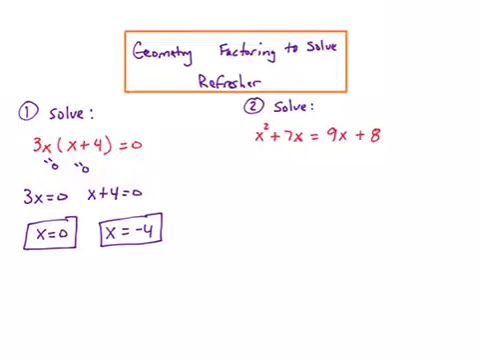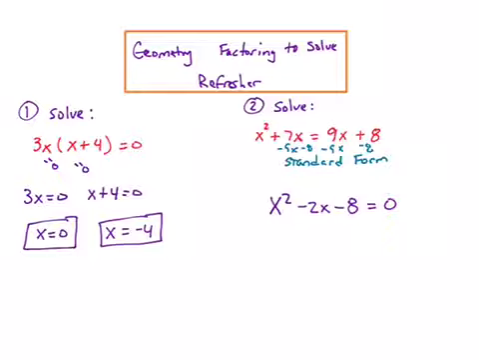Question 2, you've got x squared plus 7x equals 9x plus 8. First thing we have to do is put this back into standard form. And to do that, we're going to subtract over the 9x and subtract over the 8. And so this is going to give us an entirely new equation. It's going to be x squared minus 2x minus 8 equals 0.